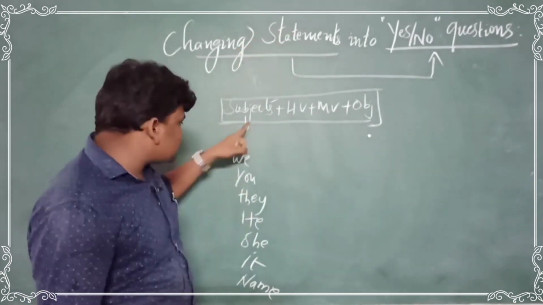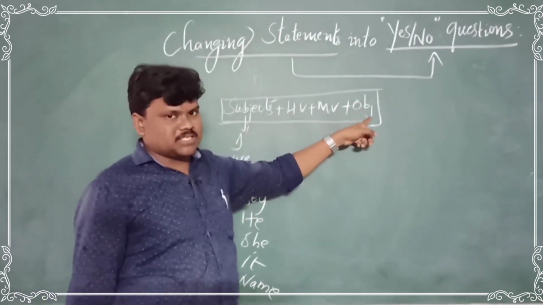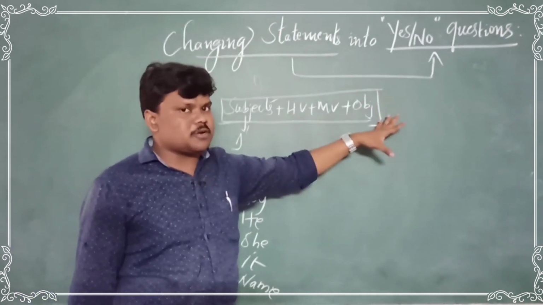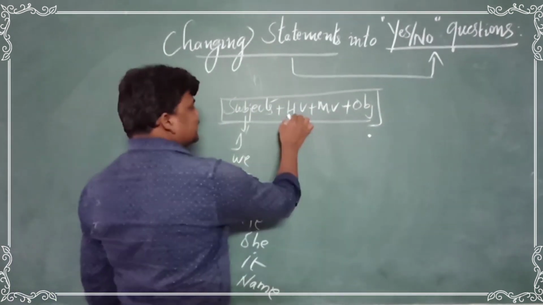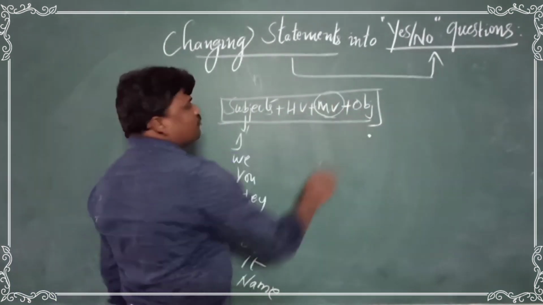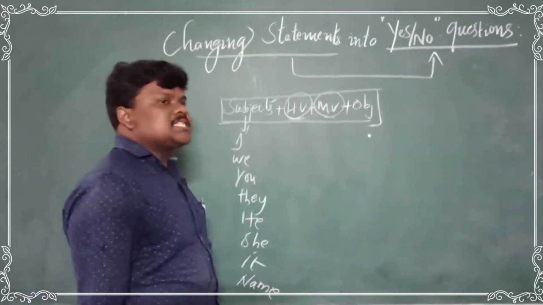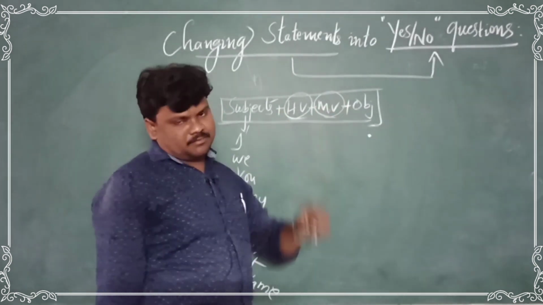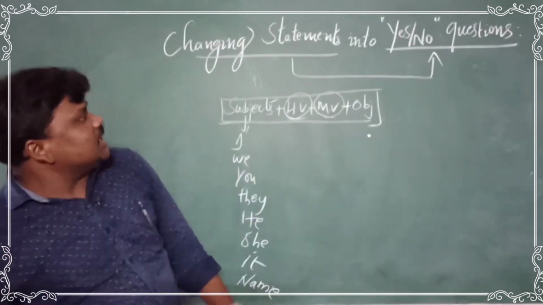Statements always start with subjects and have a helping verb, main verb, and object. Object compulsory, ending with the full stop compulsory, starting with a subject compulsory. Sometimes in a sentence only the main verb will be there, sometimes only the helping verb, sometimes in statements both will be there, right? Hope you understand what statements are. Let me go into the yes or no questions.